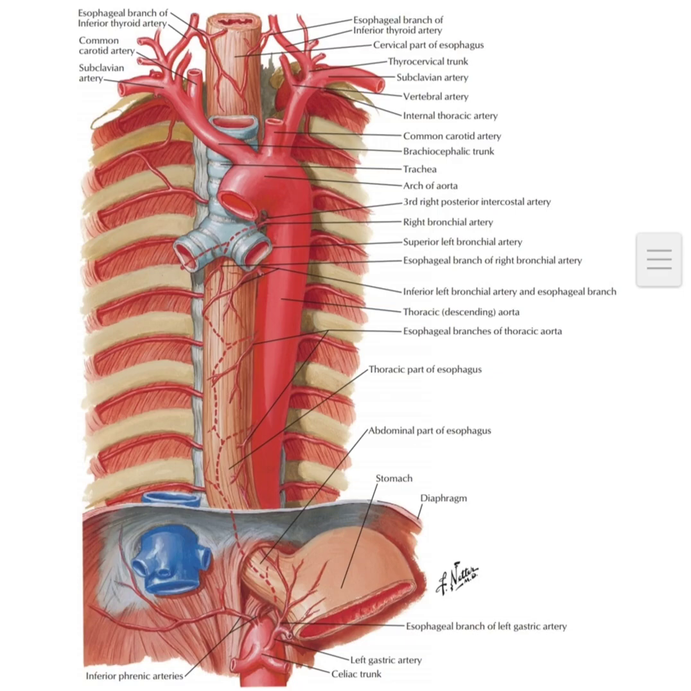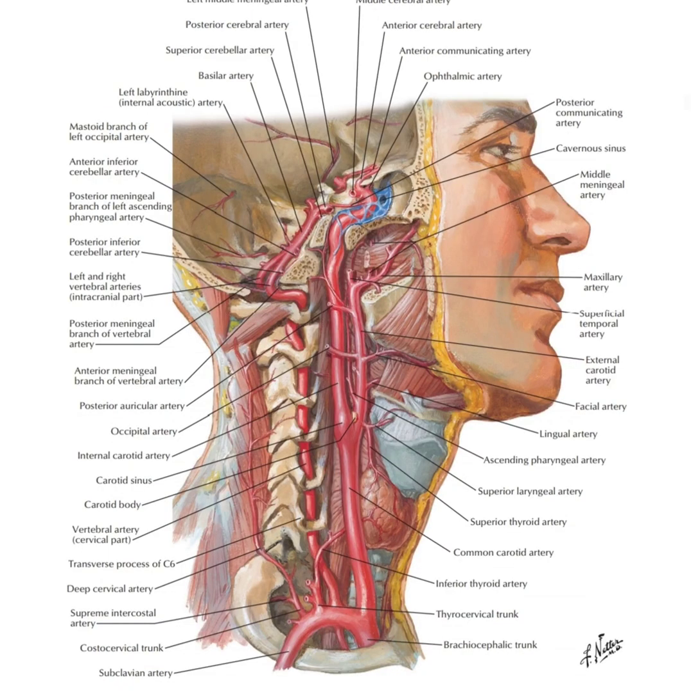Then the arch of the aorta ends and becomes the descending thoracic aorta, and gives branches to the mediastinal viscera and to the wall of the thorax by intercostal arteries. The visceral arteries are mainly tracheal branches, esophageal branches, etc. Let's move to the common carotid artery.